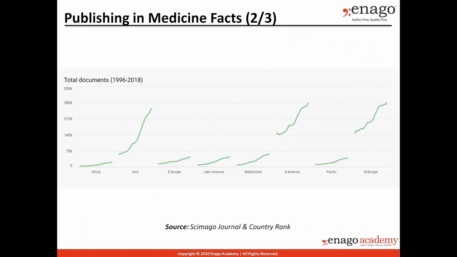Some more facts about publishing in medicine. You'll see that during the last just over 2 decades, from 1996 to 2018, the number of publications has changed dramatically across different countries and different continents. And in this diagram here, you can see how much they have increased and how rapidly they have increased, especially in North America, Western Europe, and Asia. But the trend is an increasing number of publications across all different countries.